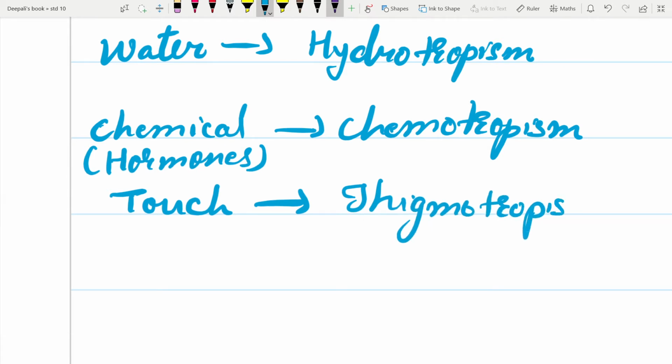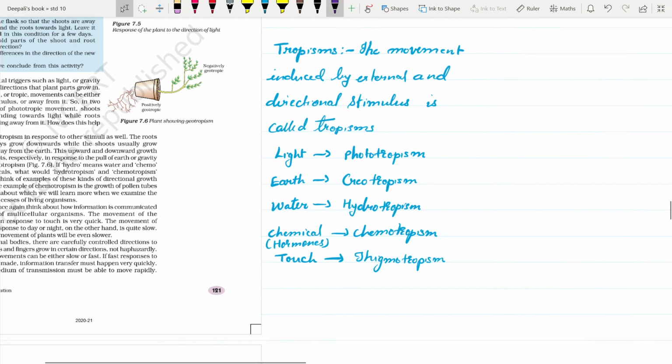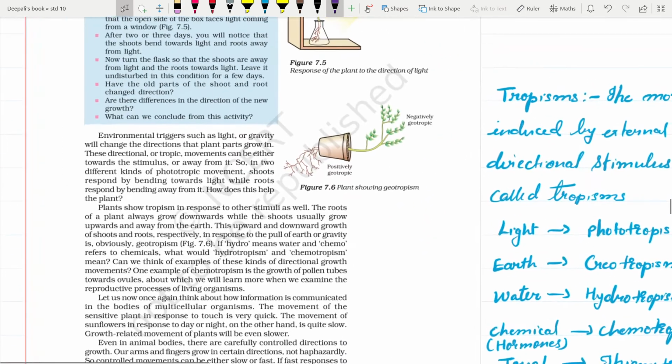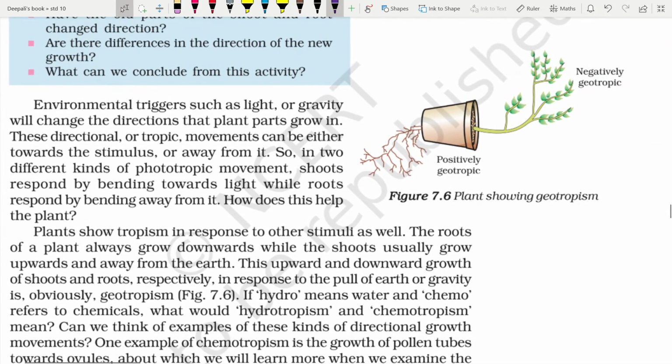Now this tropism can be positive and negative. If it is in the direction of the source, it is called positive. And if it is against the direction, then it is called negative tropism. So you can observe that environmental triggers such as light, gravity will change the direction that plant parts grow in. These directional or tropic movements can be either towards the stimulus or away from it. So in the two different kinds of phototropic movements, shoot responds by bending towards light while root responds by bending away from it. How does this help?